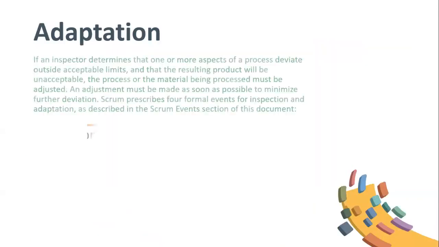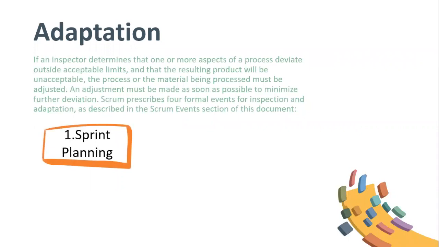This is part 2. Last time we stopped at inspection, we're moving on to adaptation. If an inspector determines that one or more aspects of a process deviate outside acceptable limits and that the resulting product will be unacceptable, the process or the material being processed must be adjusted. An adjustment must be made as soon as possible to minimize further deviation. Scrum prescribes 4 formal events for inspection and adaptation as described in the Scrum event section of this document.